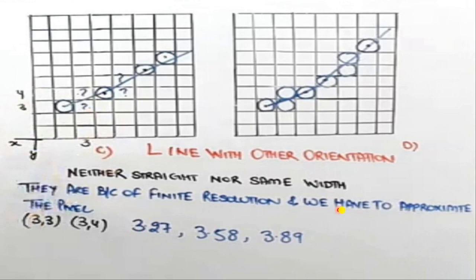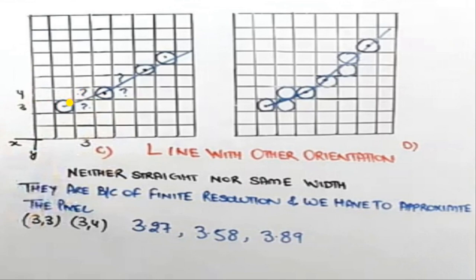For this reason we have to take the approximate pixel, meaning we do not take the exact value. We have the exact pixel, but we have to take the approximate. So this is the third line, and this is the fourth line. We will take it approximately as 3.27, 3.589, 3.89, something like this. You can take anything. We are taking it as an approximate line, not an exact line.